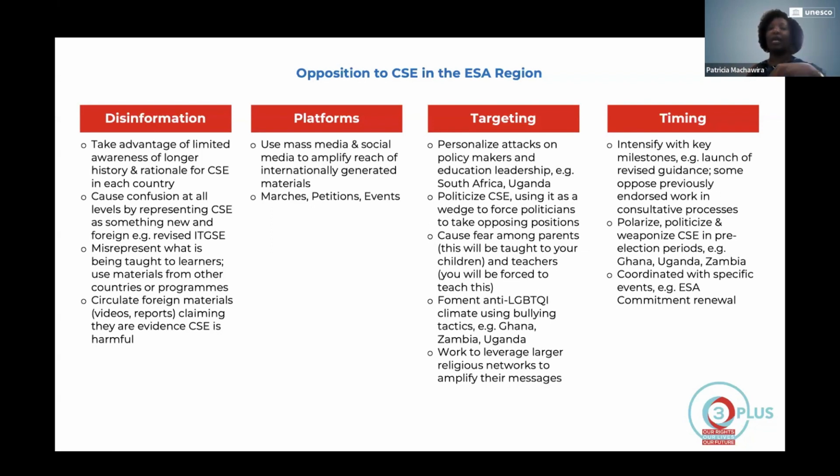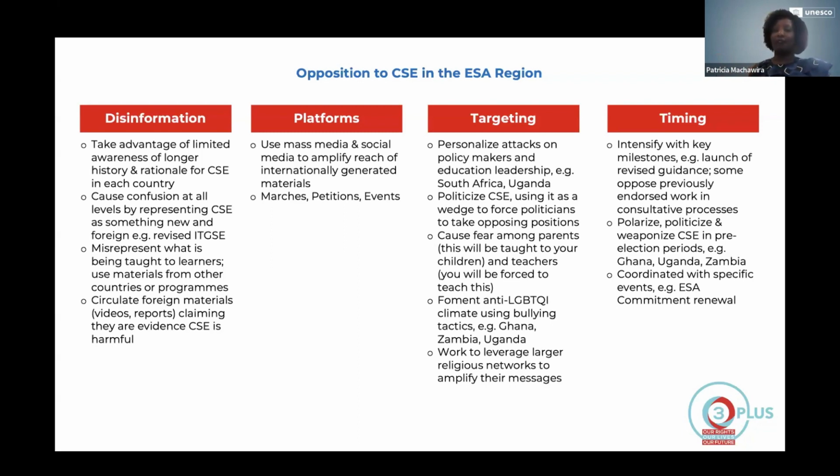So disinformation, using multimedia platforms, and targeting key leaders in ministries of education. And the timing of the opposition usually intensified during a time of key milestones. So for example, around the time when we're launching the ESA ministerial commitment or the WCA commitment.